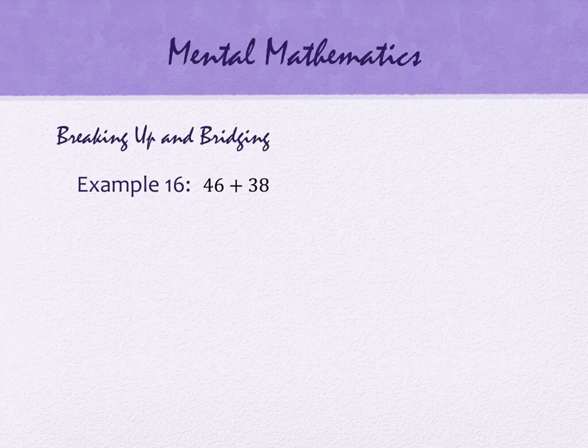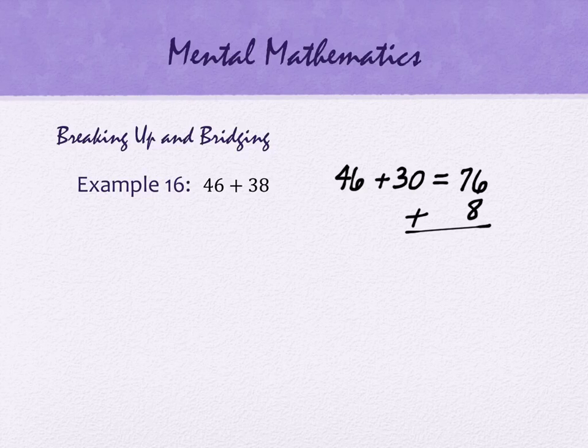All right. Breaking up and bridging. This is the next one. Breaking up and bridging keeps one of the numbers the same, usually the first one, 46, and it only adds the tens value of the second one to it. So you do 46 plus 30, again, almost as easy as doing 40 plus 30, right? I mean, really, it's going to be fine. And then 76. And then you add the remaining part of the ones value to it.